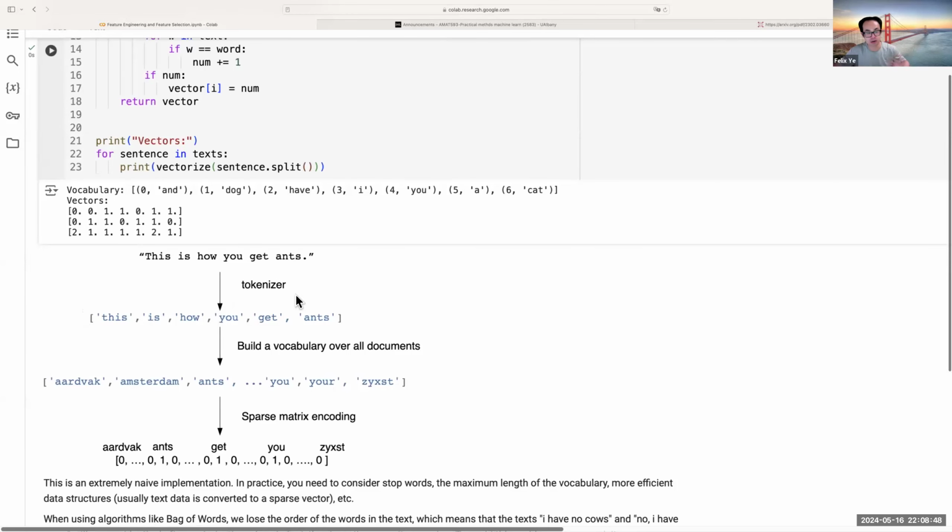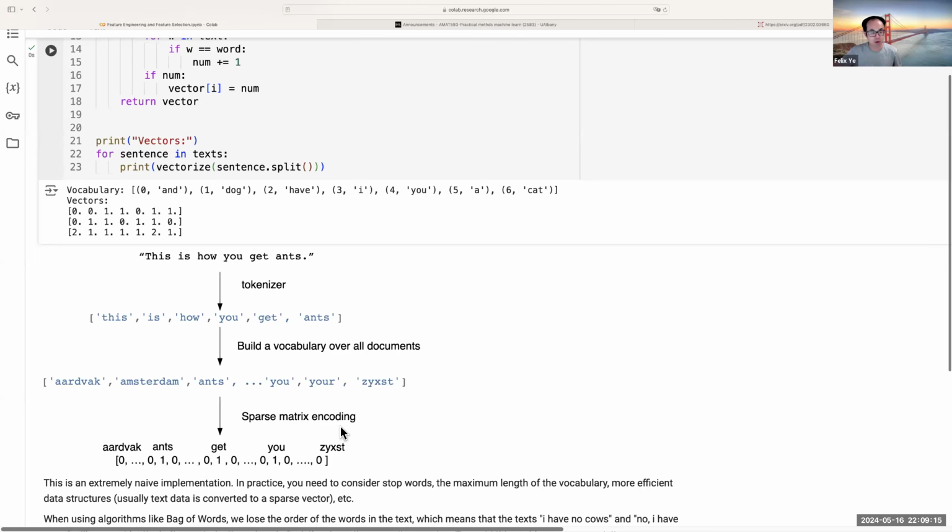So you're going to tokenize that and build the vocabulary over all the documents. That means that will be the whole list of vocabulary. That could be like 50,000 possible words, right? So this is very common. Think about your dictionary. So I'm going to build a vocabulary over all the documents, and I'm going to encode these sentences by using sparse vector encoding.